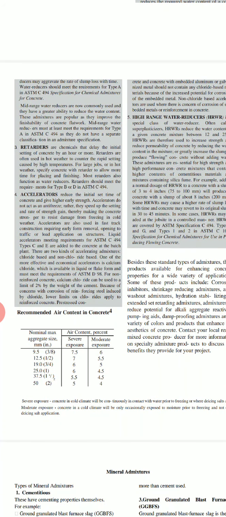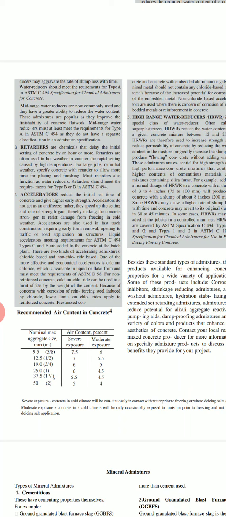And next we have accelerators. They reduce the initial setting time of concrete and give high early strength. Accelerators accelerate the strength of concrete. By adding the accelerator to the concrete, I can get the early strength. Whatever strength you achieve in 28 days, you can achieve in 14 days using the same materials, by using accelerators.